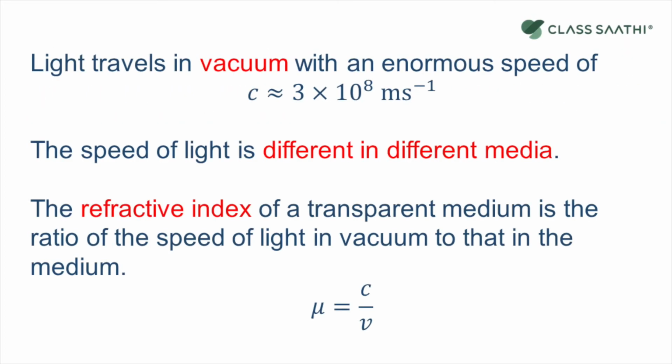So why does bending of light occur? Bending of light occurs because the speed of light is different in different media. In vacuum, light travels with a huge speed of approximately 3 into 10 to the power 8 meters per second. To characterize each media, we define the refractive index of a transparent medium as the ratio of speed of light in vacuum to that in that medium, and this is written as mu is equal to c by v, where c is the speed of light in vacuum and v is the speed of light in the medium.